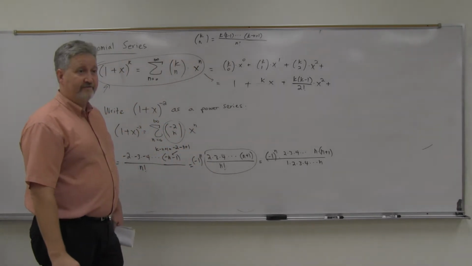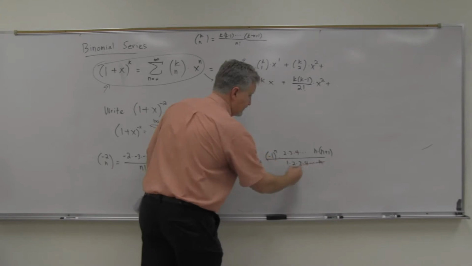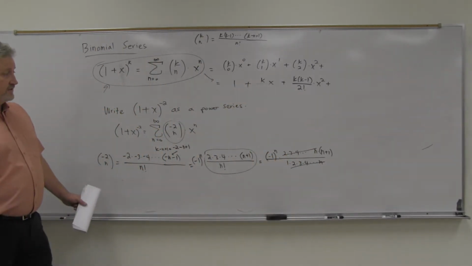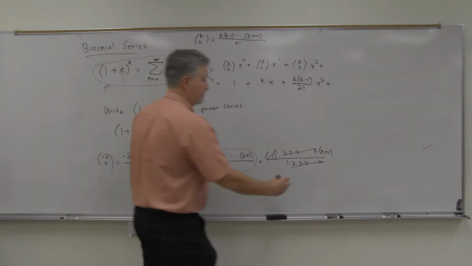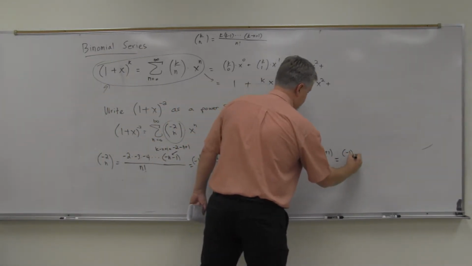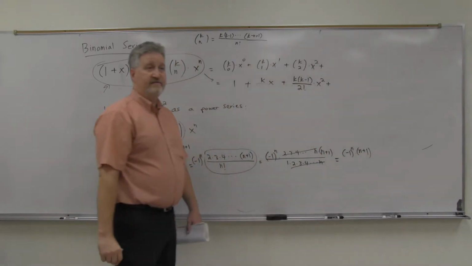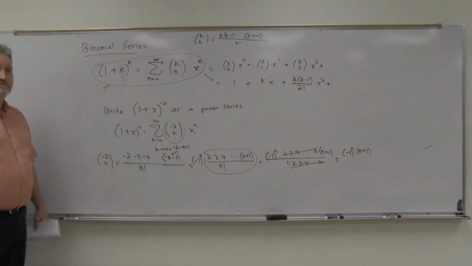Whole lots are going to cancel. 2, 3, 4, up to n is going to cancel with the n factorial. This is just going to leave me what? Negative 1 to the n times n plus 1. They won't all simplify that nicely, but some do.